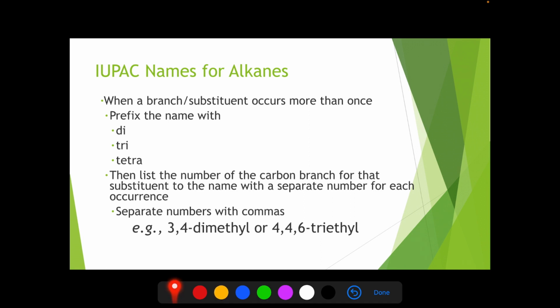Now, sometimes it gets a little bit more complicated when a branch or substituent occurs more than once. You need to give the prefixes the names with di, tri, or tetra. Again, di is 2, right? Di means there are 2 of them, tri means there are 3 of them, and tetra, like the game Tetris, is 4. Then you're going to list the carbons, and you're going to separate those branches with commas. So, for example, you may have a 3,4-dimethyl. That means that there are 2 methyl groups coming off of carbon 3 and carbon number 4. Or maybe you have a 4,4,6 triethyl. This would have to be a mighty big molecule for this to happen.